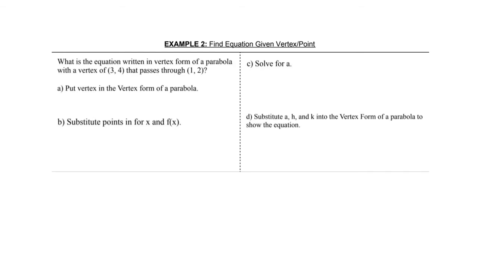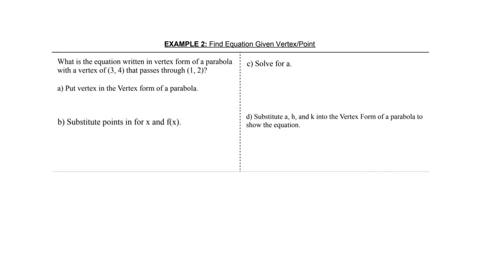Now what we're going to do is find the equation. It says, what is the equation written in vertex form of a parabola with a vertex 3, 4 and a line that passes through 1, 2? So we're given the vertex, and then we're given a point on the parabola, or that quadratic function. So it goes step by step. I've kind of labeled them for you.